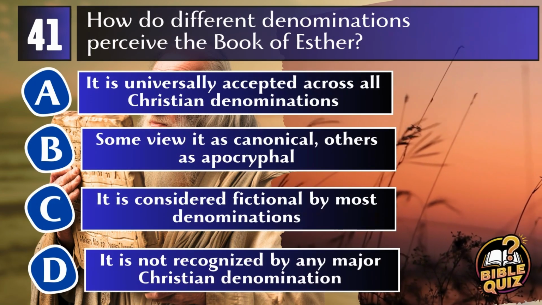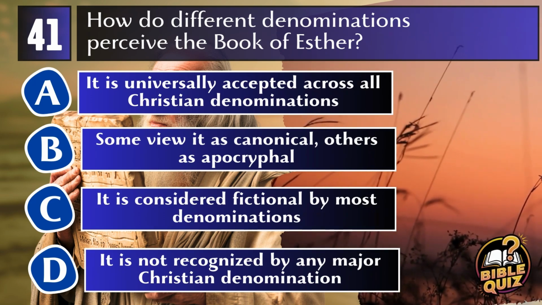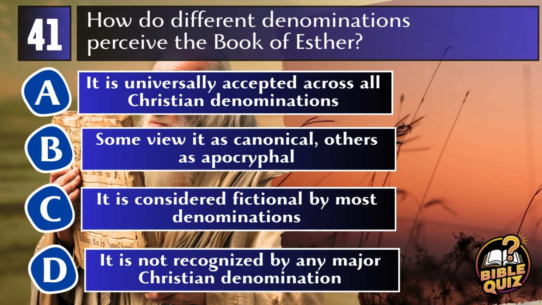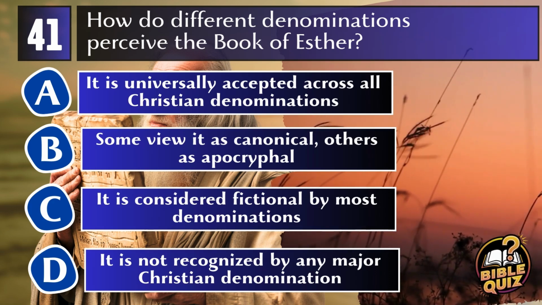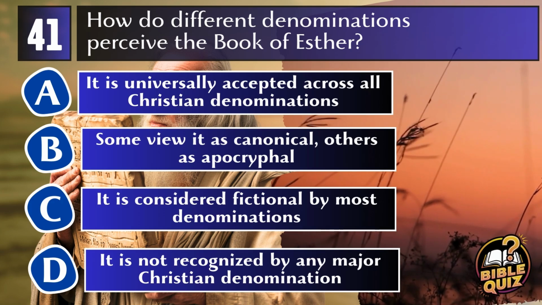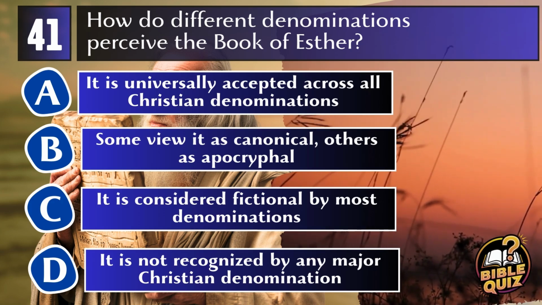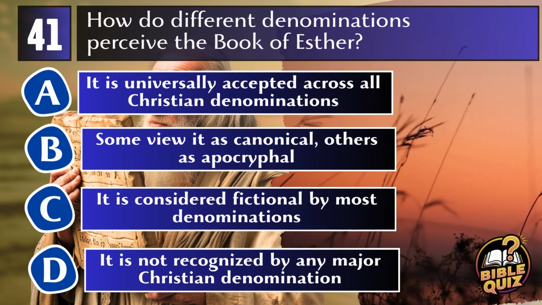Question 41. How do different denominations perceive the Book of Esther? A. It is universally accepted across all Christian denominations. B. Some view it as canonical, others as apocryphal. C. It is considered fictional by most denominations. D. It is not recognized by any major Christian denomination.